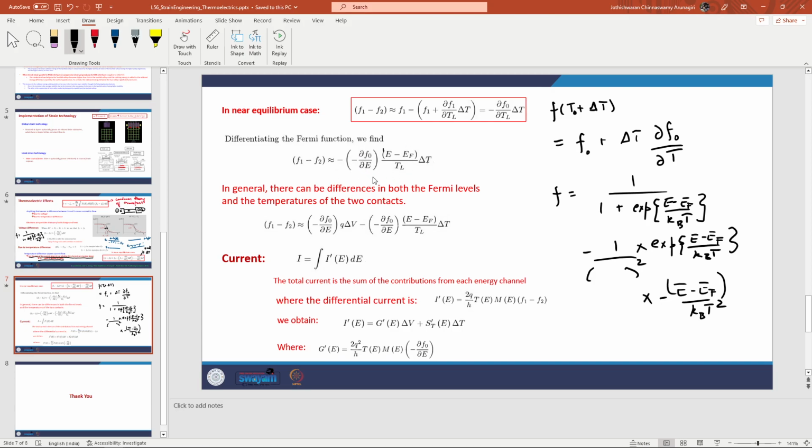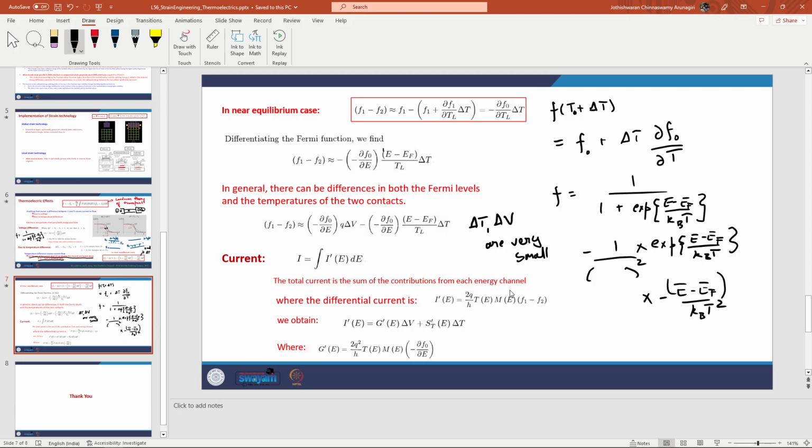Now, why are we doing this? Because we know that this energy derivative is the Fermi window function. We know the properties of this function. We have studied these things, and we also know that doing the integrals with this function gives us the Fermi-Dirac integrals, and we know the properties of those integrals also. So that is the reason why we are recasting this. Of course, this approximation is true only if delta T and delta V are very small. Essentially, delta V has to be very small compared to EF, and delta T has to be very small compared to the lattice temperature TL.